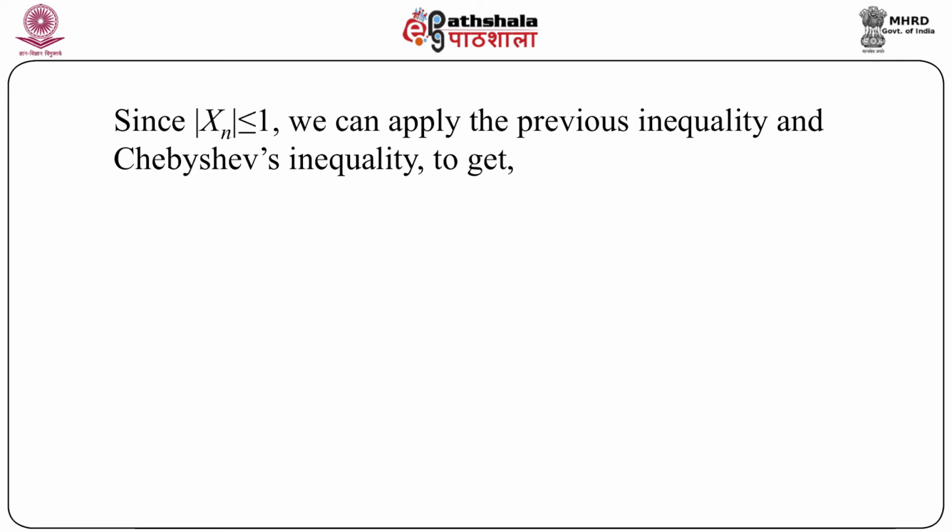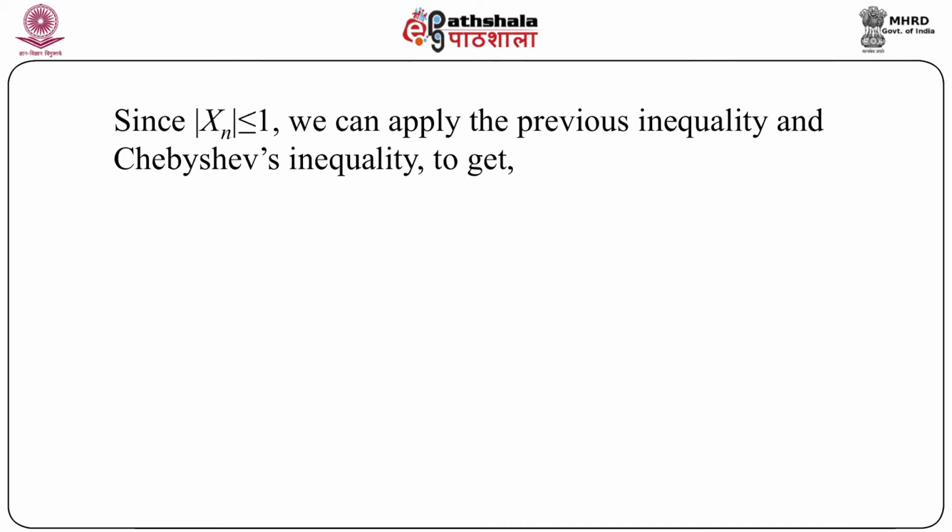Now remember one thing, that the way we have defined xn, which is 1 by n summation of I AK, that means the proportion of times AK occurs, so clearly modulus of xn is less than or equal to 1. So all we are dealing with is a sequence of random variables which is bounded by 1. Now as soon as we get a sequence of random variables which is bounded by 1, we can immediately apply the previous inequality, that is Kolmogorov's inequality, which we have proved to be true for random variables bounded by 1.